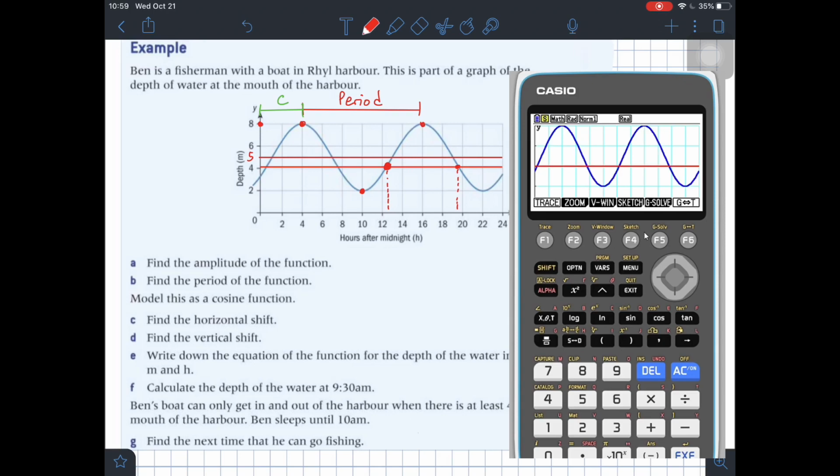So if we click on Shift, G-Solve, Intersect, we get this first point, but Ben is still not awake for this time. Then for this time over here, 7.6, Ben is still not awake. And this would be the correct answer, which is the intersection we're looking for.